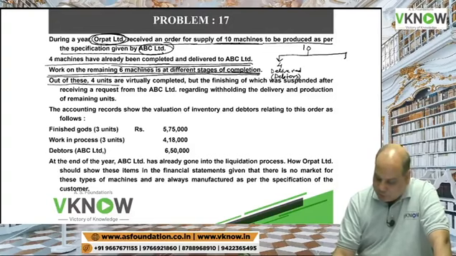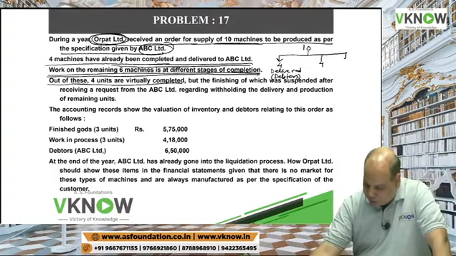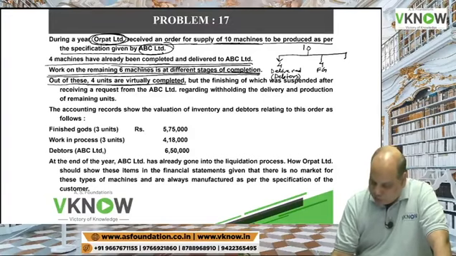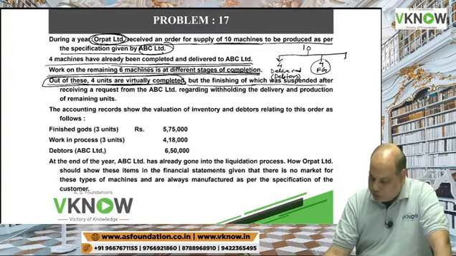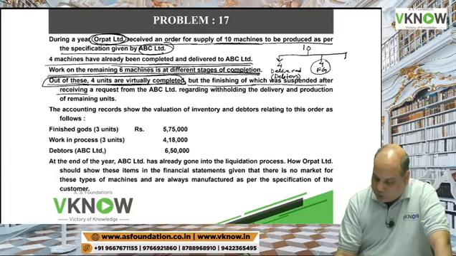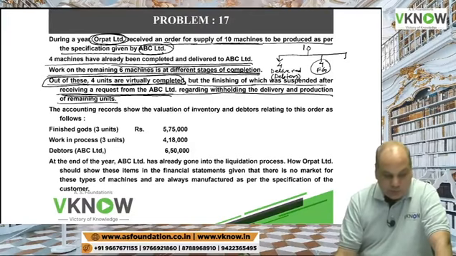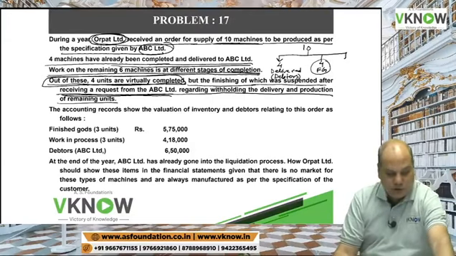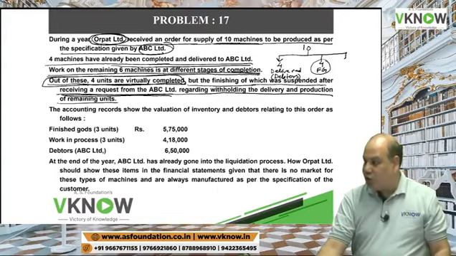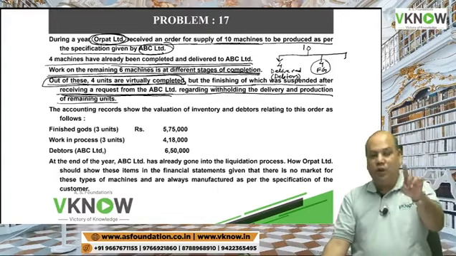Out of this, 4 units are virtually completed, so they are in the form of finished goods. Virtually completed means they are almost complete, so we'll call it finished goods. But the finishing of these was suspended after receiving a request from ABC Limited regarding withholding the delivery and production of the remaining units. So the customer says, please do not deliver, wait, unless I tell you, don't deliver.